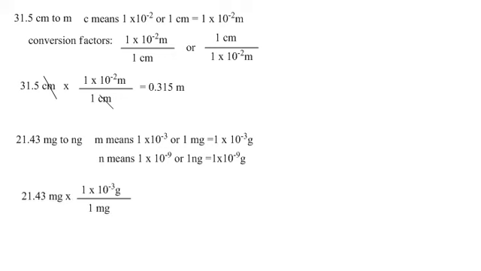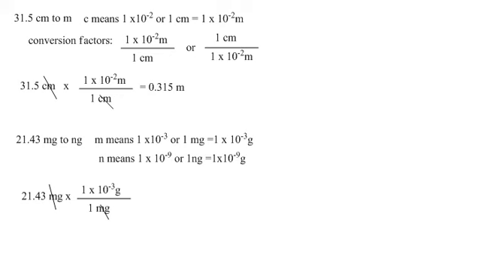We take our 21.43 milligrams and we multiply that by 1 times 10 to the negative third grams over 1 milligram. That's one of the 2 conversion factors we could have got from this. And you'll notice that the milligrams cancel. We're left with units of grams, and if we stopped here, our answer would be in grams. But we don't want grams, we want nanograms.